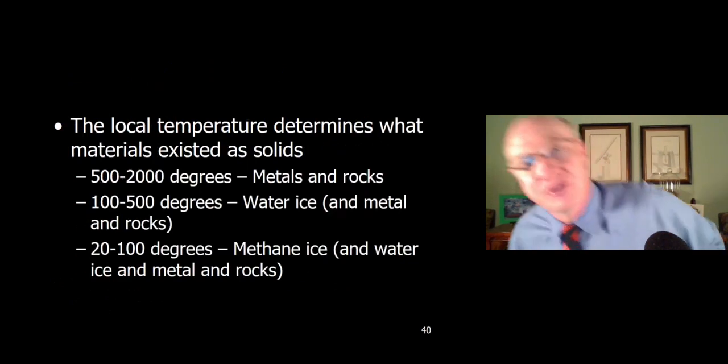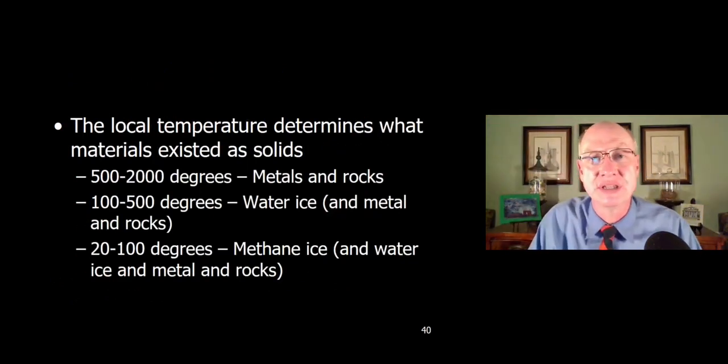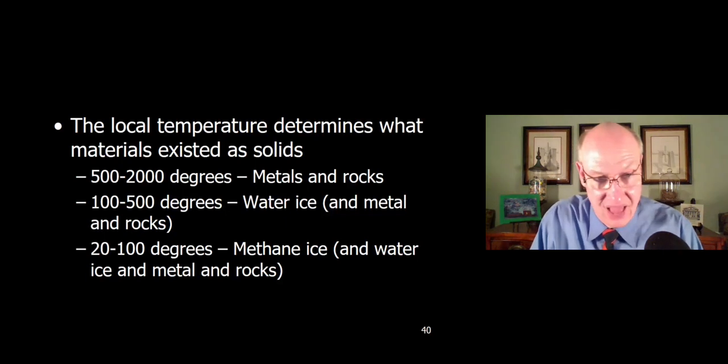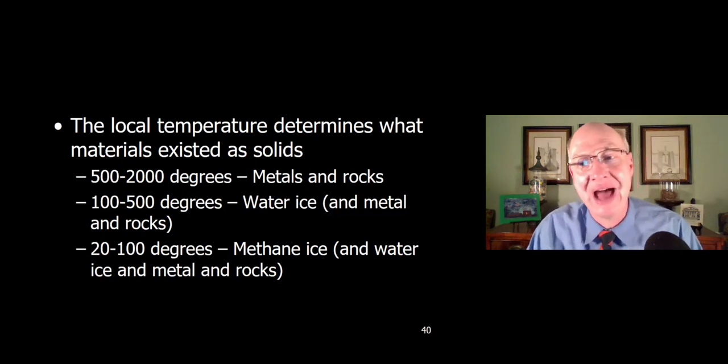Well, it turns out that the local temperature of our solar system, the temperature at any given location, determined what materials existed as solids. In the inner part of the solar system, where it was really hot, sort of 500 to 2,000 degrees, the only thing that could exist as solids were metals and rocks. And that is why the inner planets are primarily made of metals and rocks.